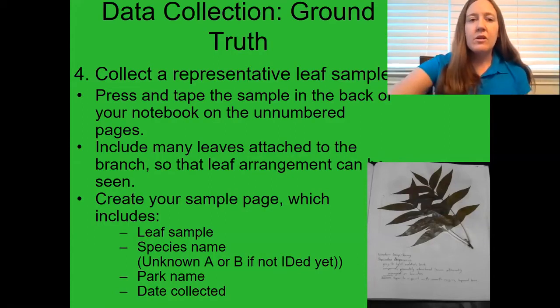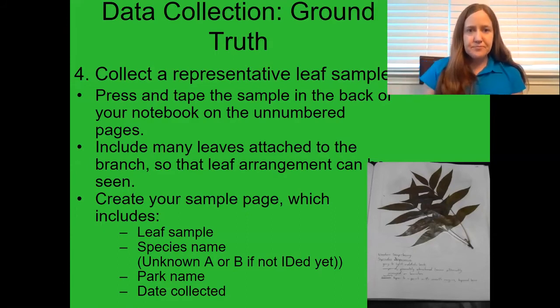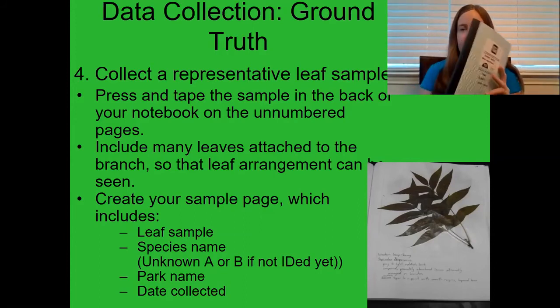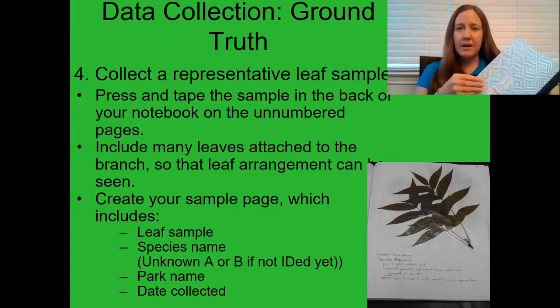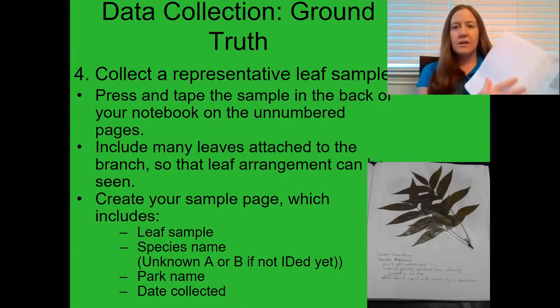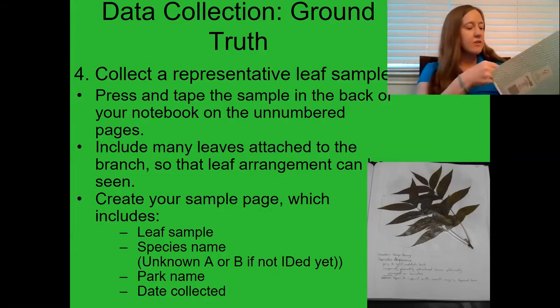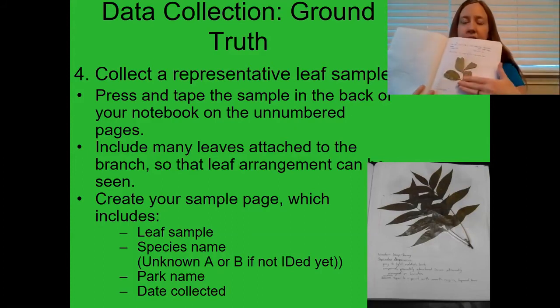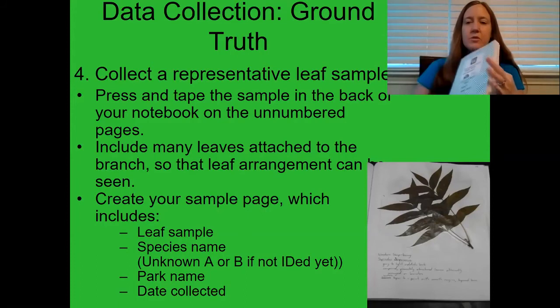You also want to get ideally many leaves attached to a branch so that you can see the leaf arrangement. Then you want to take your notebook. Say you have a composition book, like this one, flip to the back of your notebook. And on these back pages that are unnumbered, you can press a sample in, kind of like this, lay it flat in your notebook, and then close the notebook.